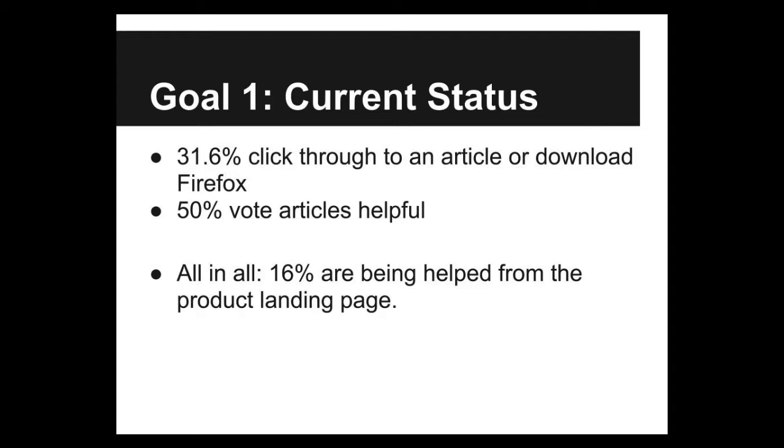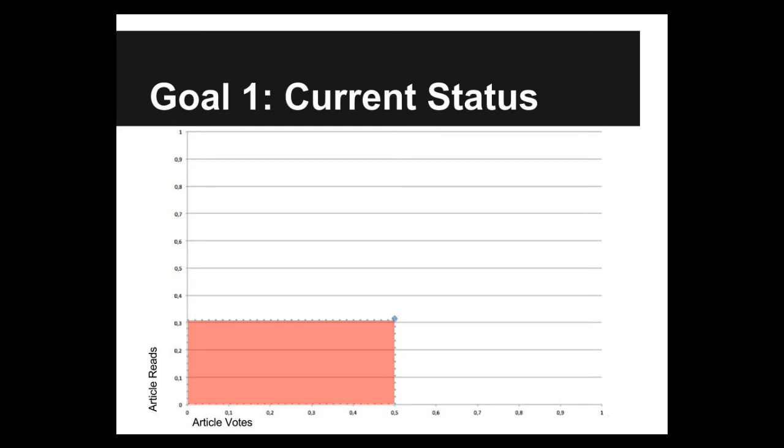To give you the current status: 31.6% of the people who land on the product landing page currently either download Firefox or land on an article. And 50% of those vote articles as helpful, as I said before. So the product of those two things is 16%. It's 31.6% times 50%, that's 16%. And you can see it marked here. As you can see, that is the square. So it's 50% on article votes, the helpfulness, and 31% in article reads. That's where we are today.